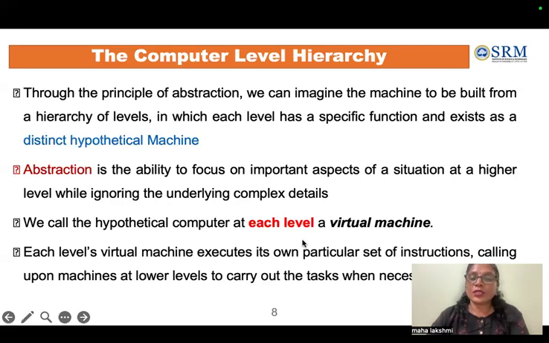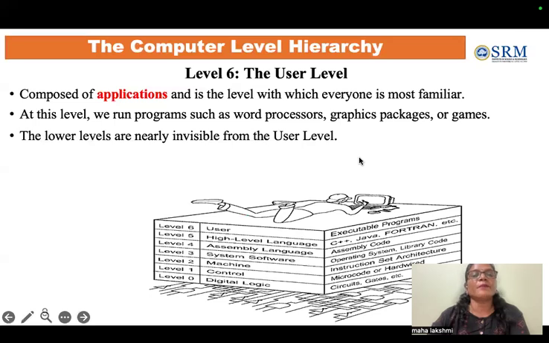We call the hypothetical computer at each level a virtual machine. Each level's virtual machine executes its own particular set of instructions, calling upon machines at lower levels to carry out the task when necessary. Level 6 is the user level. The hierarchy of computers starts from level 0 to level 6. So we have level 0, level 1, level 2, level 3, level 4, level 5, and level 6. These are the levels we have in the hierarchy of computers.